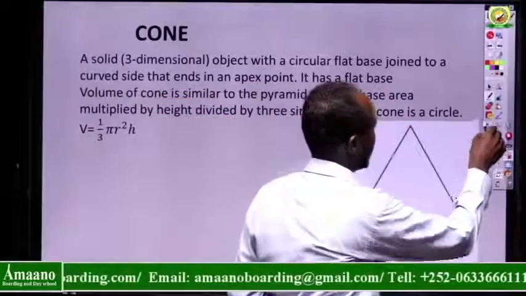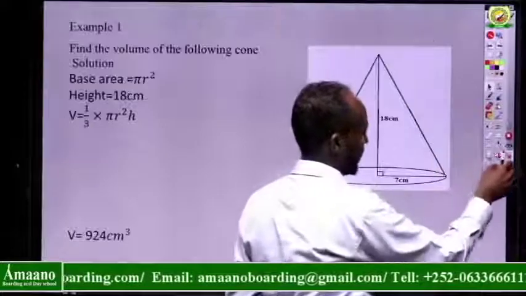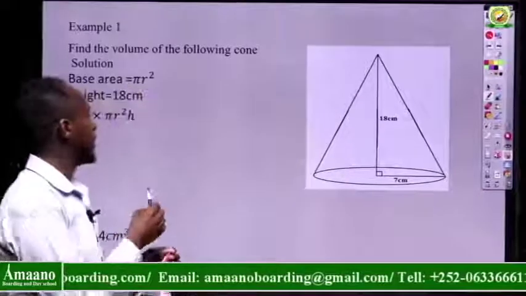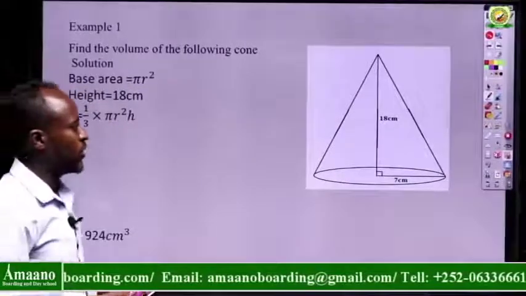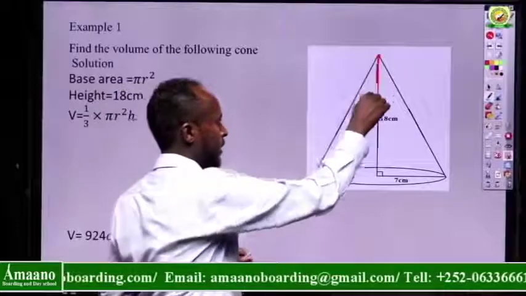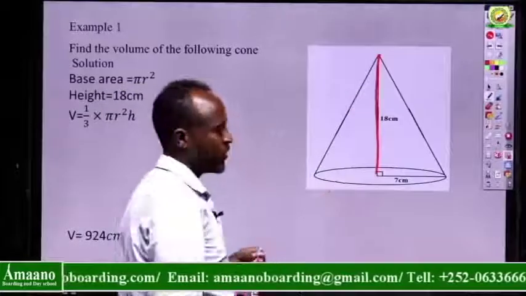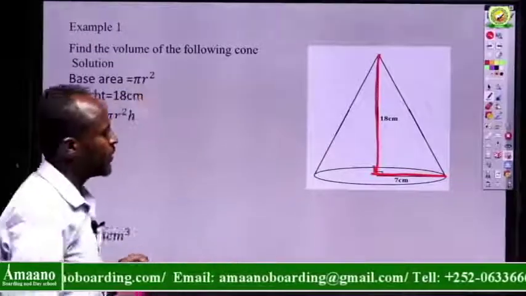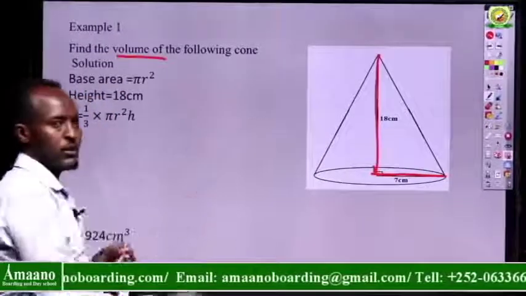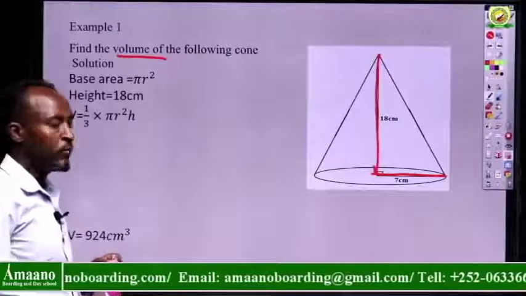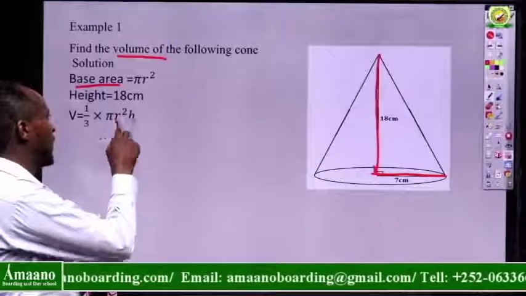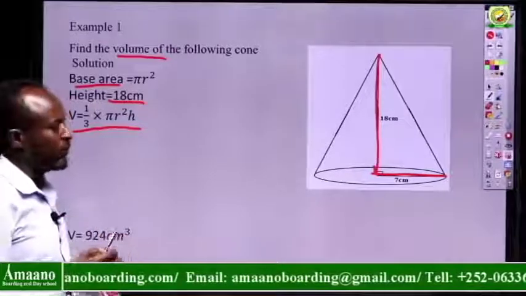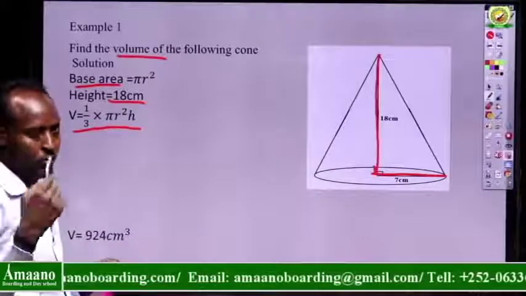Okay, let us have some examples. Let us do some examples. Okay, this is a question about a cone. You have the perpendicular height as 18 centimeters. Also, we have the base radius as 7 centimeters. We are asked to find the volume of this cone. Therefore, we can find the base area and we have the height. Then this will be the formula for the volume of the cone.